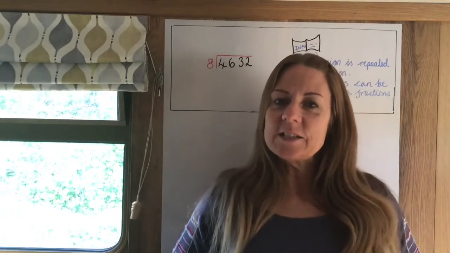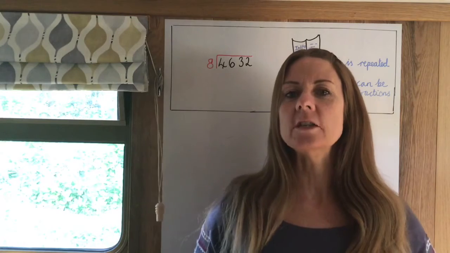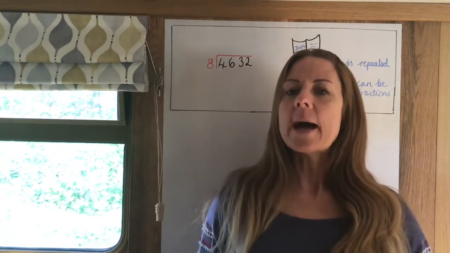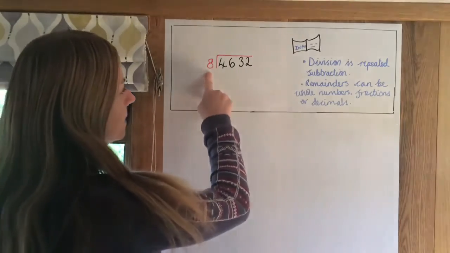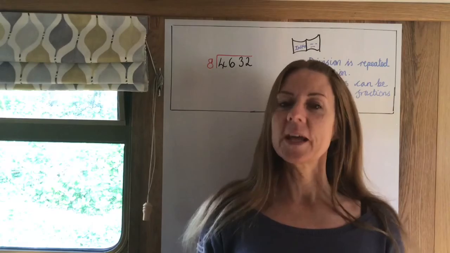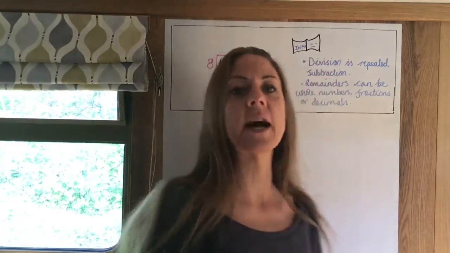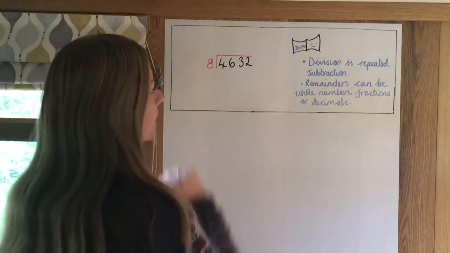So today's lesson, I'm going to go over what is known as bus stop, which is a short division method. And that means that you are only ever dividing by one digit. I will also do a lesson after this one on long division and show you the difference, and that is when you're dividing by anything with more than one digit.